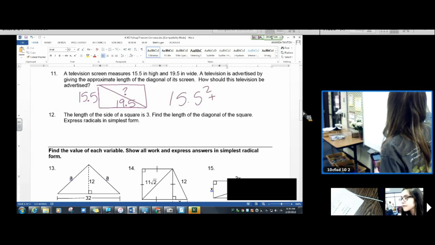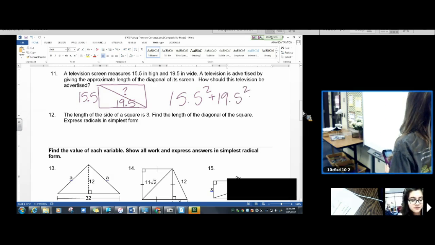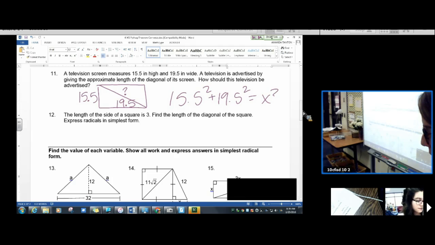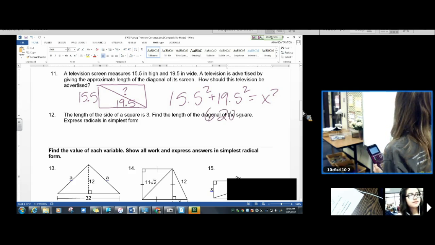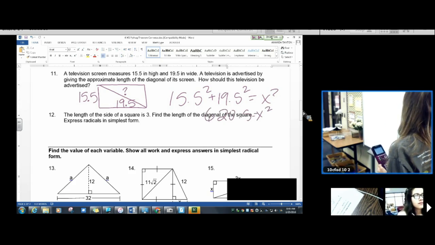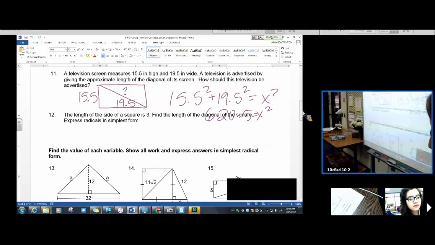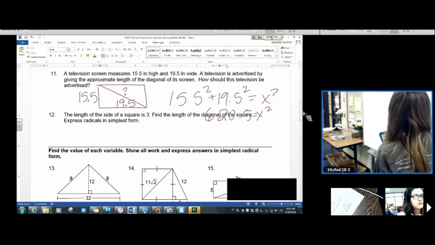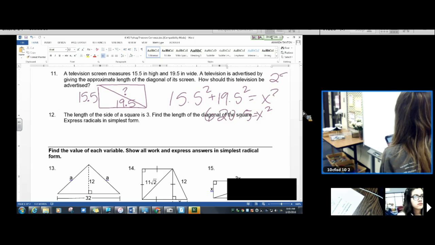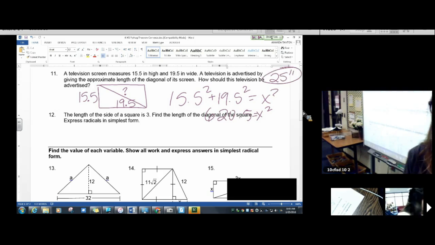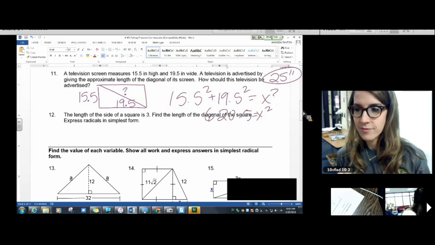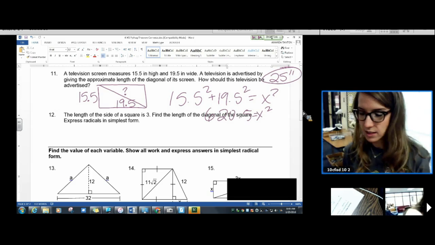So we're literally just doing a squared plus b squared, except we don't have to do any factor trees because it's a real world problem and we get to just use decimals. So 15.5 squared plus 19.5 squared, and we take the square root. We get, by the way, 620.5, equals x squared. So we take the square root of 620.5 and we get about 24.9, but I rounded it to a 25-inch TV because they probably wouldn't advertise it as a 24.9-inch TV since this is a real-world problem.